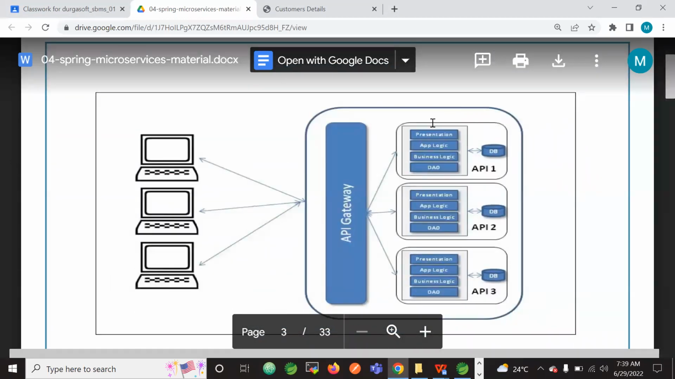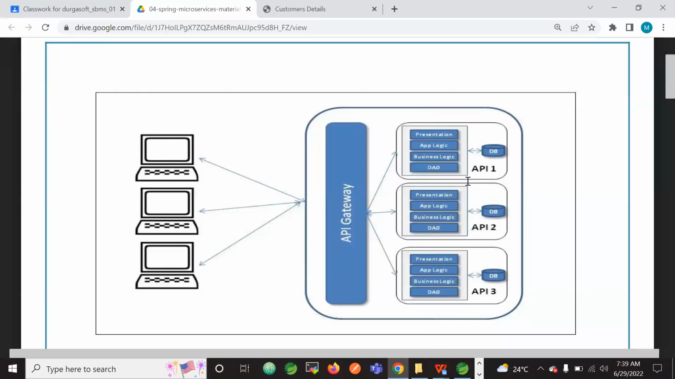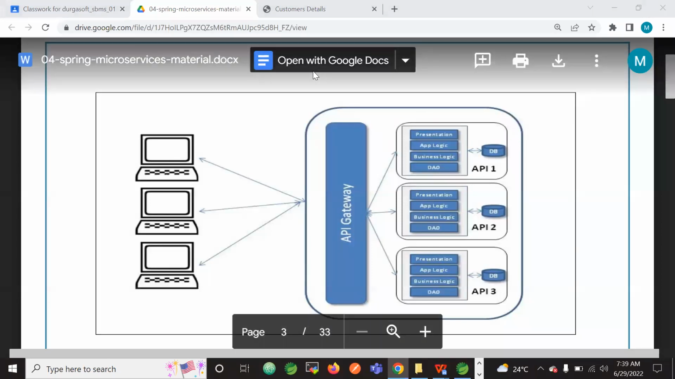So take the orders module as one application.